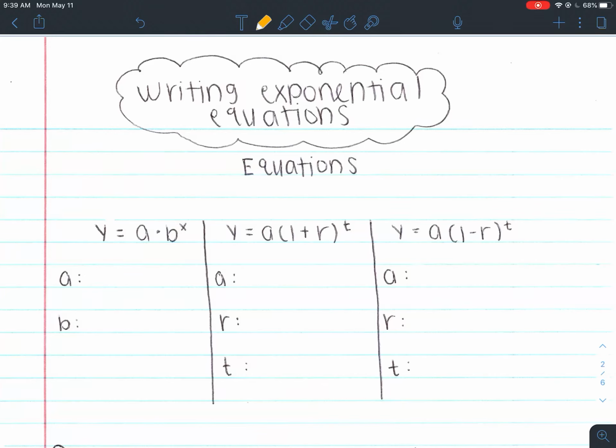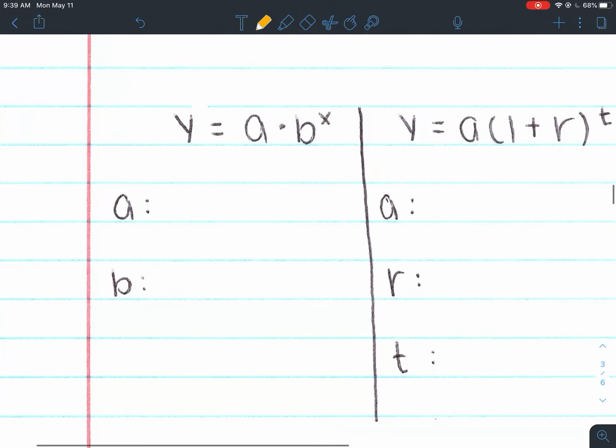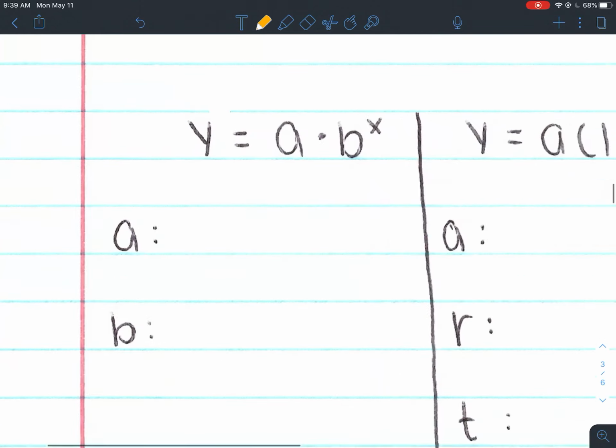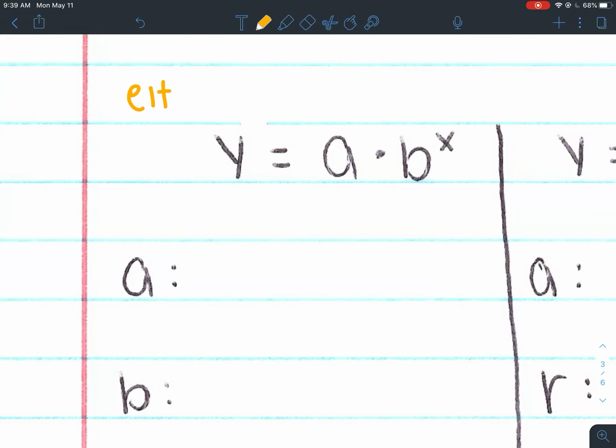This video is going to go over writing exponential functions and equations. There are three types of equations you see when you're writing them out. We've already seen the first one, which we saw when we were graphing them. This is the general exponential equation, and it can be either growth or decay.